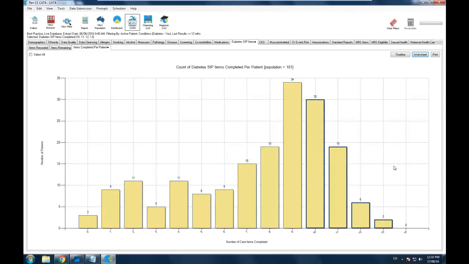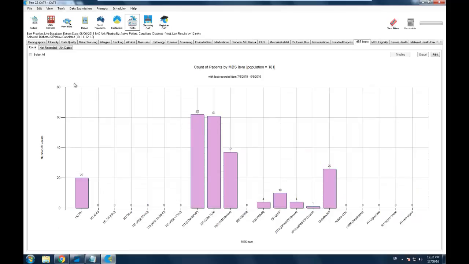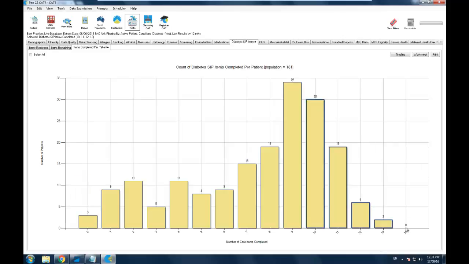There's a little trap in there, because if you think about it that way, we're looking purely at whether all the items are entered, and it tells us 0. So no patients had all the items that are needed to actually claim that item. But if you go to the MBS item report and to the count, you can see actually that 26 patients did have the diabetes SIP item claimed in the last 12 months, even though CAT tells us in here that 0 had all items done.